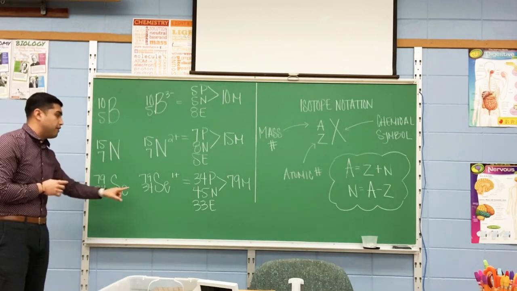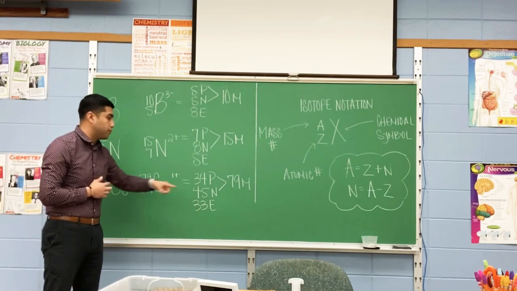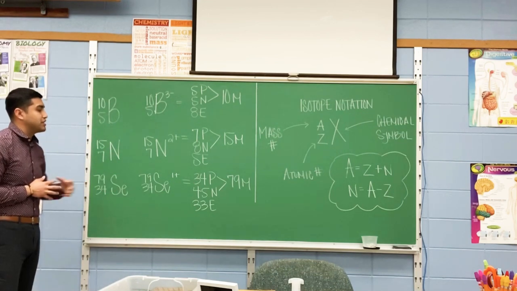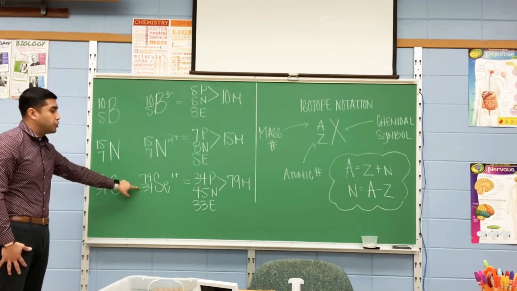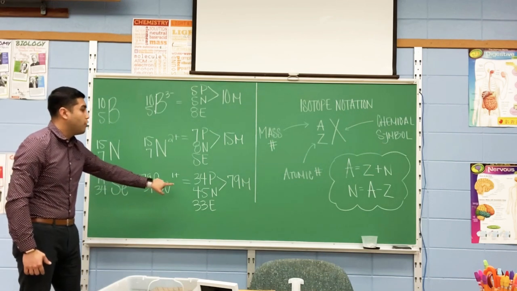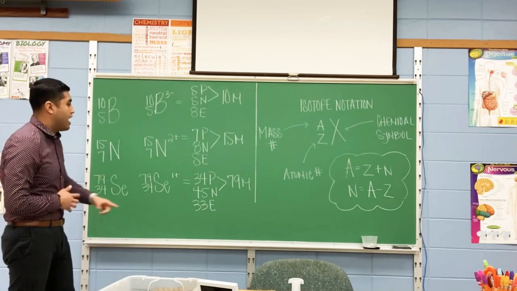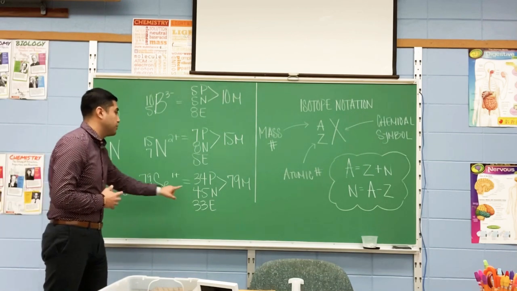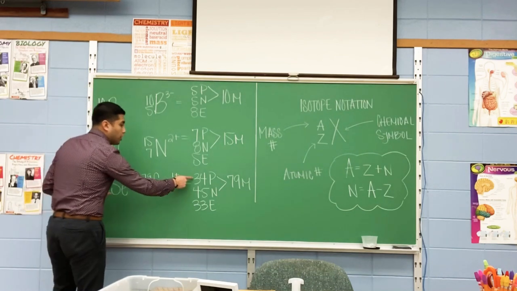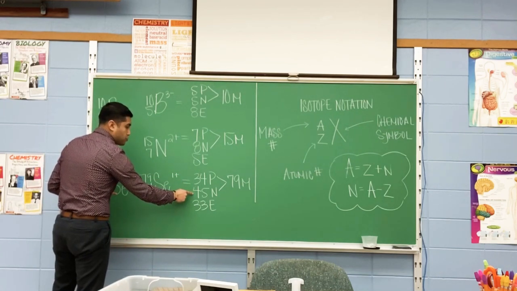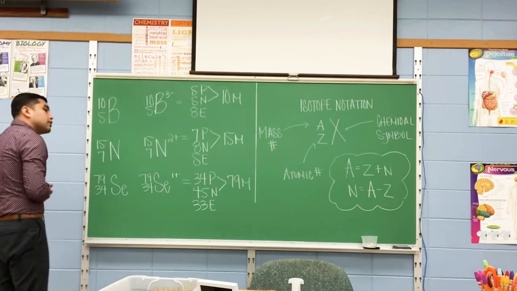Selenium, once again, you have 34 protons. Your total mass is 79. So you're going to subtract 79 minus 34. That's going to give me 45. 45 plus 34, once again, is going to give me 79. That's my total mass. So you're double checking your work. 34 protons, 45 neutrons.